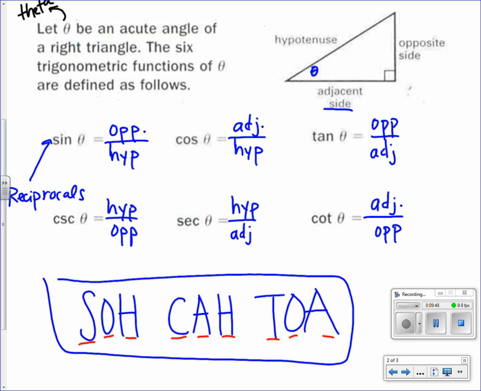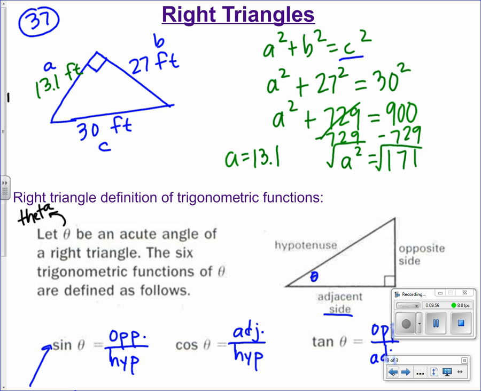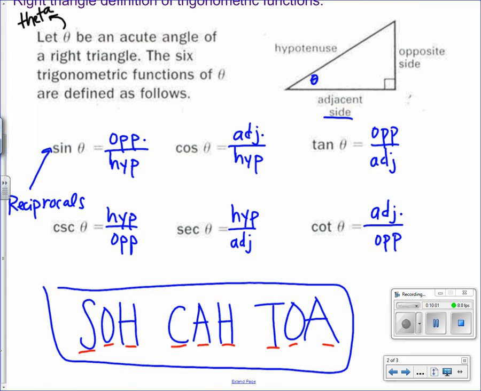Go to page 38. We're going to do 2 examples on page 38. SOHCAHTOA stands for the S, like in so, S is the sine, so it's opposite over hypotenuse. C stands for cosine, adjacent over hypotenuse, and T is tangent, opposite over adjacent. Okay?